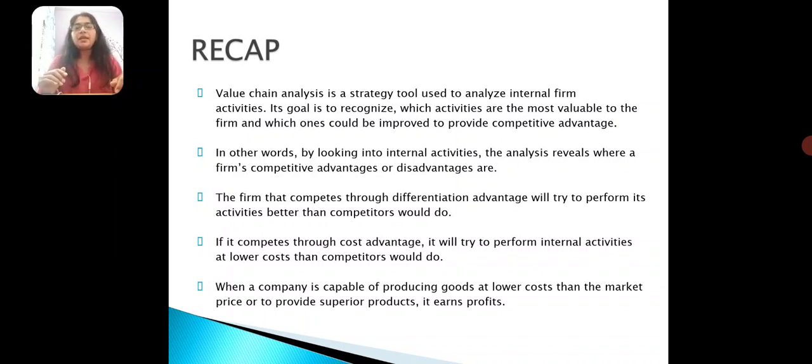It came up in 1985. According to him, the value chain analysis can lead to competitive advantage. The competitive advantage can be in two ways. One is by creating the cost advantage. The other one is by creating the differentiation advantage. And the ways of creating cost advantage and the ways of creating differentiation advantage are also clearly mentioned in his theory. So hope you understood this session.